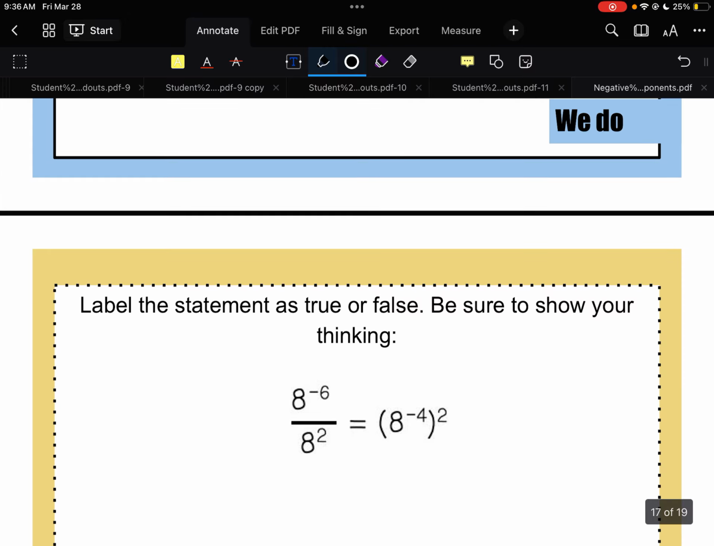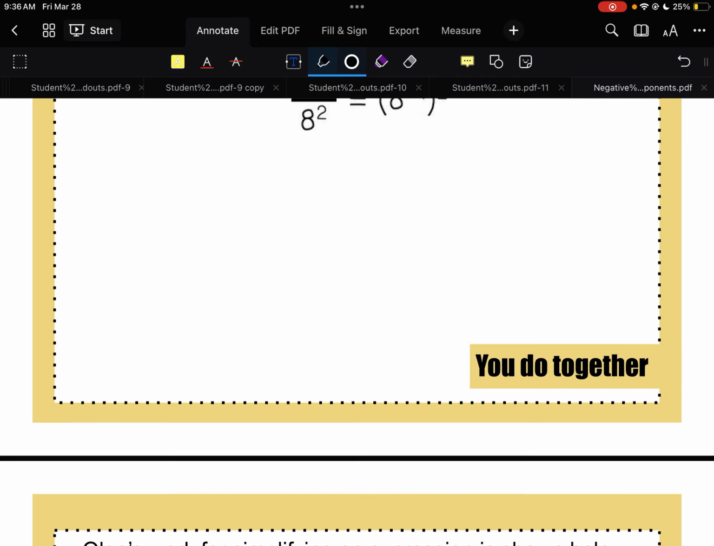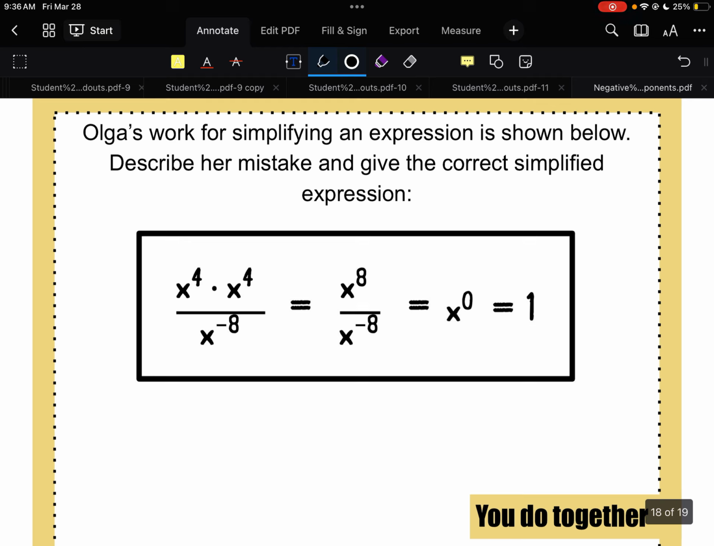All right, go ahead and try this one on your own. Remember, when you're raising a power to a power, you're multiplying. Here you're subtracting. And then simplify Olga's expression and see if she made A work.